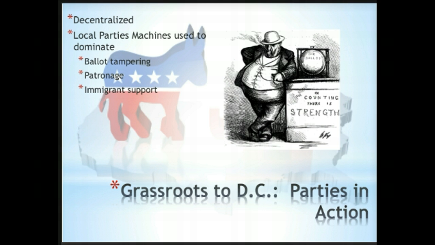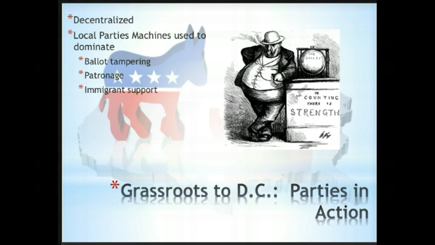A party machine is a type of political party that relies on rewarding its members in some particular fashion with jobs or contracts. Now, those jobs and contracts are called the patronage system, or what you might be familiar with as the spoils system. But they used to do other things, like ballot tampering.